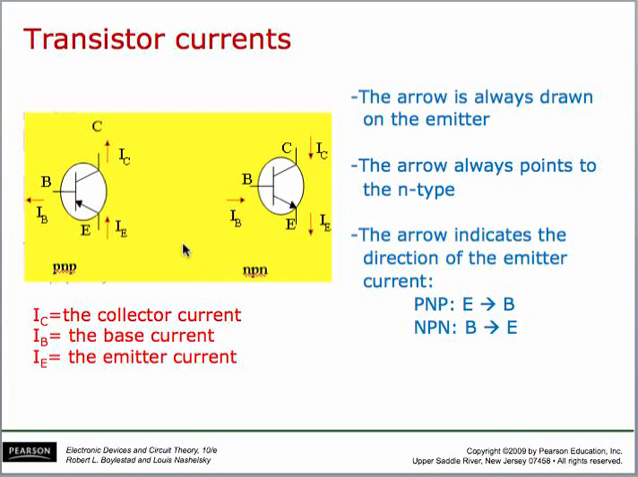And there are also some other terminologies associated with the current. IC is the collector current, so it's over here, that's IC, and IB is the base current, it is at the base, and IE is the emitter current, it is located at the emitter. And please take note of the direction of each of the currents with regard to whether they are PNP or NPN type.